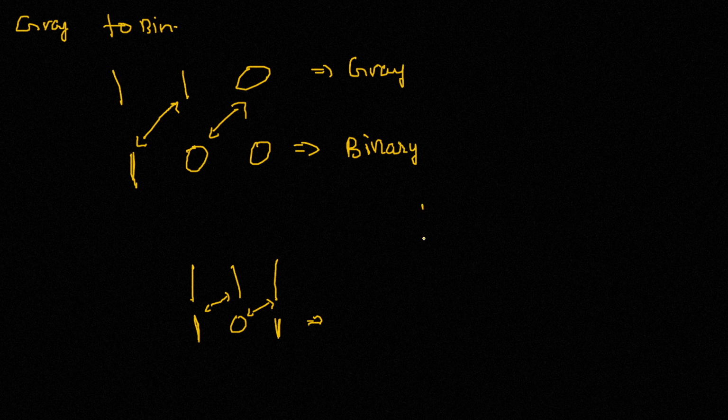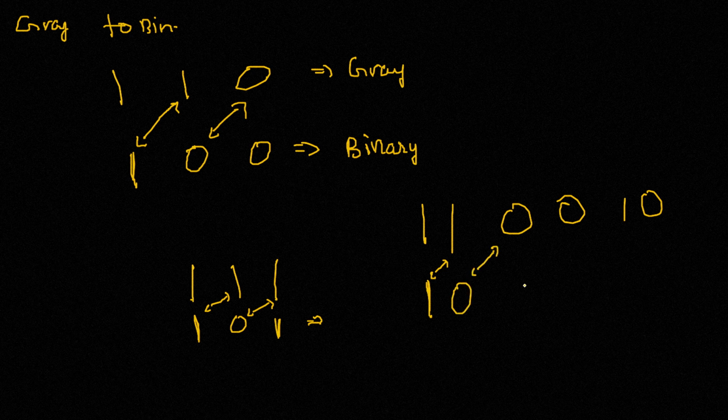Now the last example, let's take a larger number, 110010, and this is in gray code. Let's convert this to binary. The most significant digit remains the same, which is 1. So 1 and 1 gives us 0. 0 and 0 is again the same, so 0. And then 0 and 0 again the same, so 0. 0 and 1 are different, so we write 1 here.